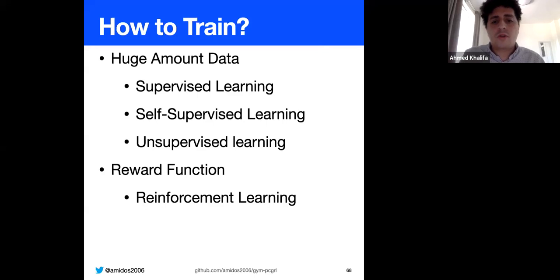So another way you can train these networks is to use a reward function using reinforcement learning. A reward function is just a function that will tell you, if you did an action or you generated a level, whether this action or level is good or bad, and give you a positive reward or a negative reward.